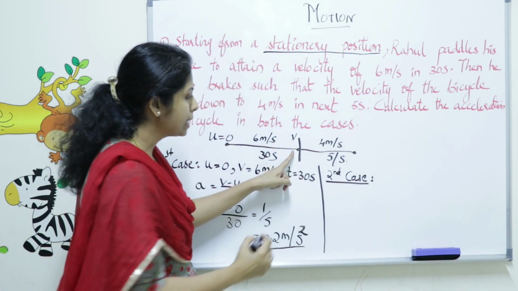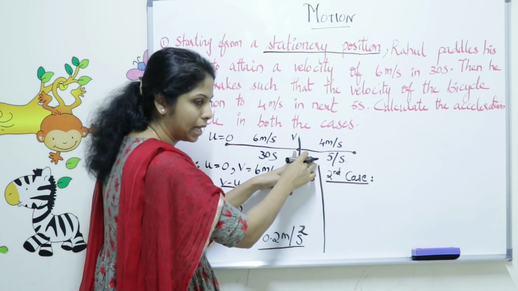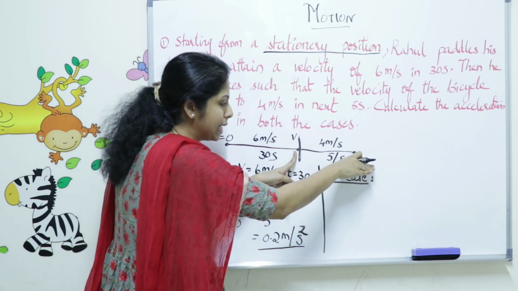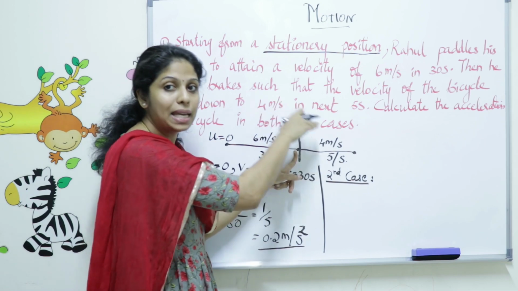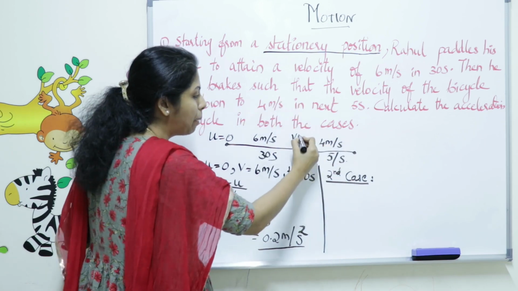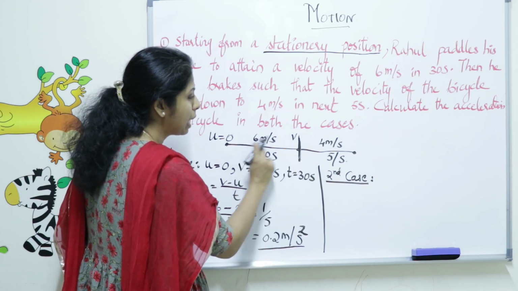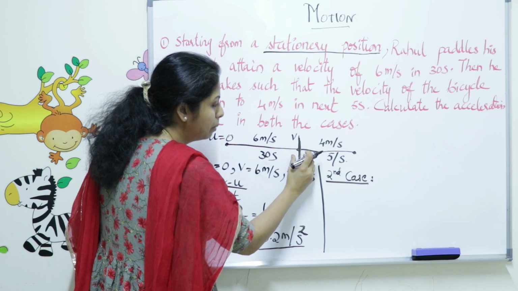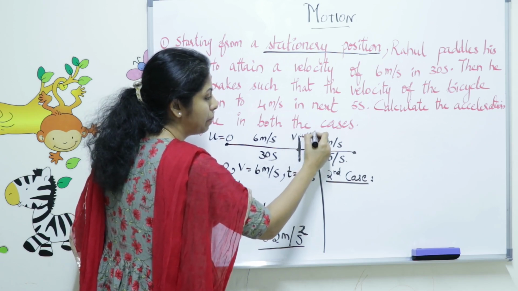In the second case, from this point, he applies a brake. So, what is happening to the speed? The speed is decreasing. After applying a brake, the speed is decreasing. So, when he applied a brake, what was his initial velocity? See, he was coming with a speed of 6 meter per second, right? So, when he applied brake, the initial velocity is 6 meter per second.